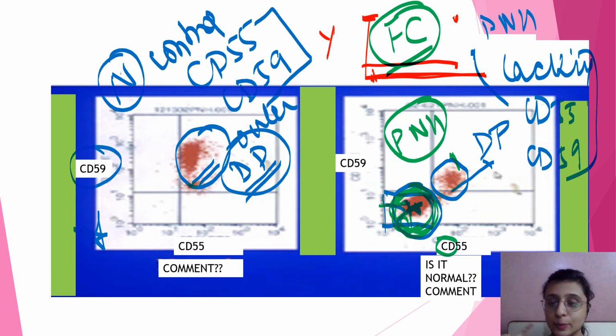I hope this dot plot is very clear. If it is not clear, then please write in the comment section so I can make a clearer video along with other examples. I will make a separate video on flow cytometry, but till that time I thought maybe this video can at least get you a quick bit of information on how to read the dot plot graph.